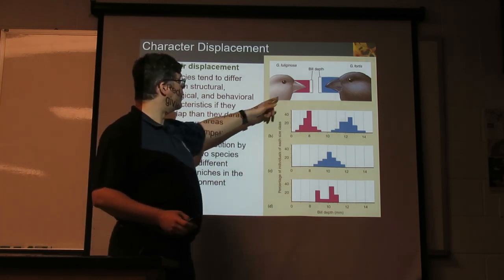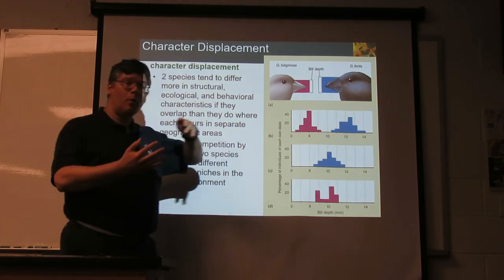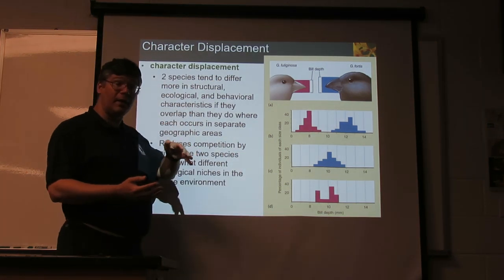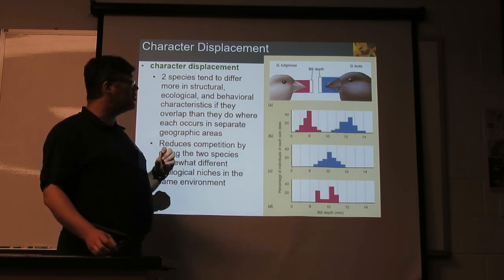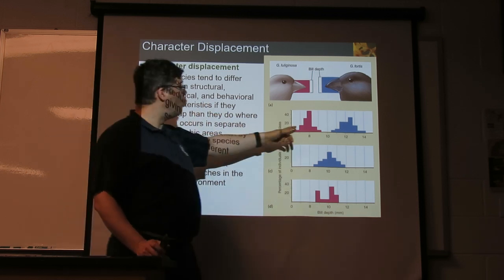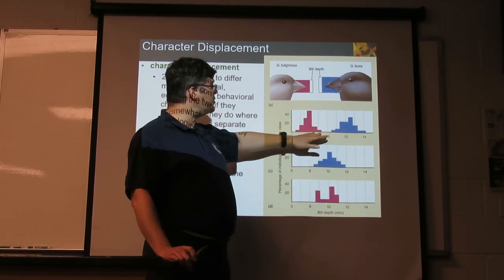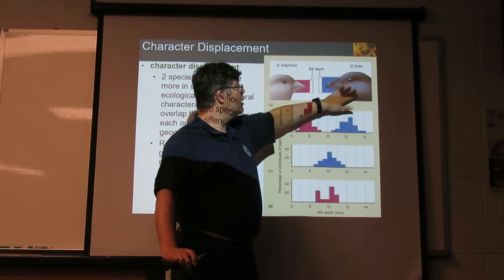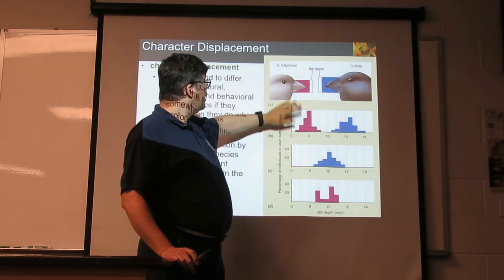So here's the example, measuring the size of the beak. A bigger, more massive, pointy beak like that is going to be good for cracking into harder seeds. Where the two species live on the same part of the same island, this one here has noticeably bigger beaks than this one.